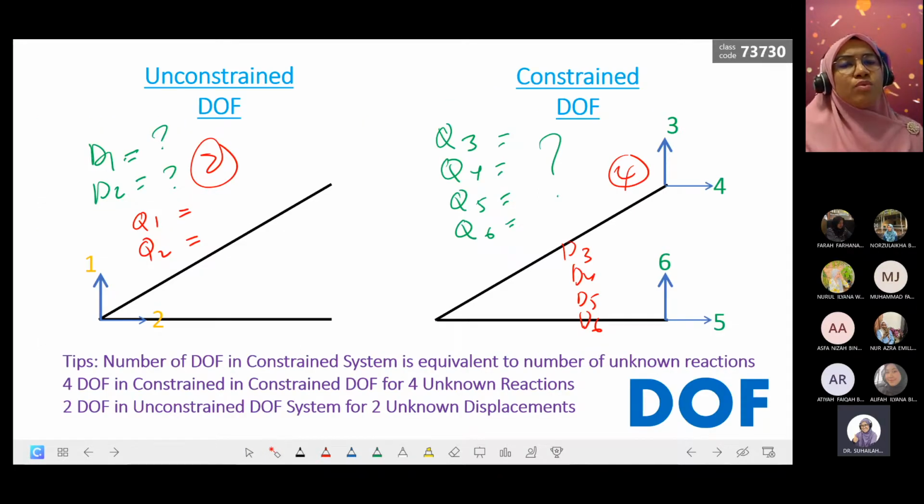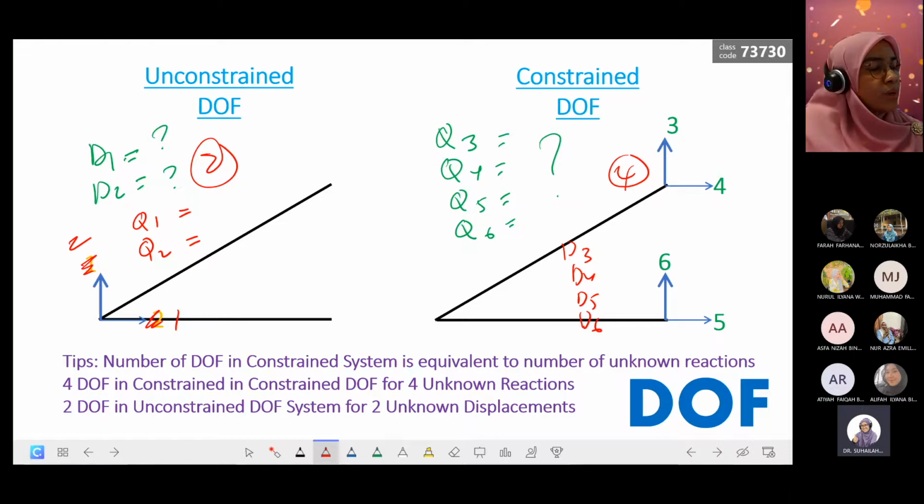Q1 means Q at position 1. What is Q at position 1? It is horizontal. Sorry, I need to relabel this. 1, 2, sorry. 1 and 2, we need to label as X and Y, X followed by Y.